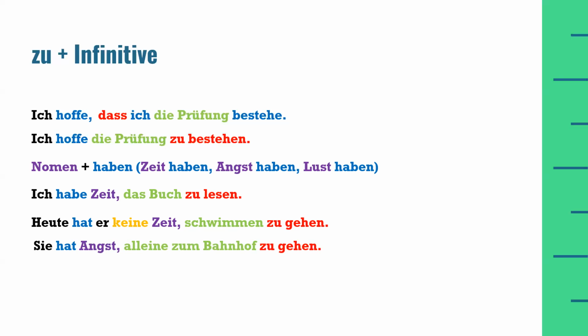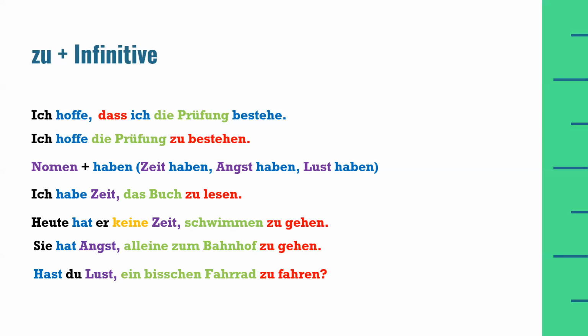Sie hat Angst, alleine zum Bahnhof zu gehen. She is afraid of going to the Bahnhof alone, or going to the railway station alone. In this sentence, we are again combining Angst haben, because haben is a verb, so it comes at the second position, and after it comes the noun. Alleine zum Bahnhof. Zum is the short form of zu dem. We have already covered this concept. And Bahnhof is a masculine noun, so zu dem will become zum. And the last part of the sentence is for zu plus infinitive.